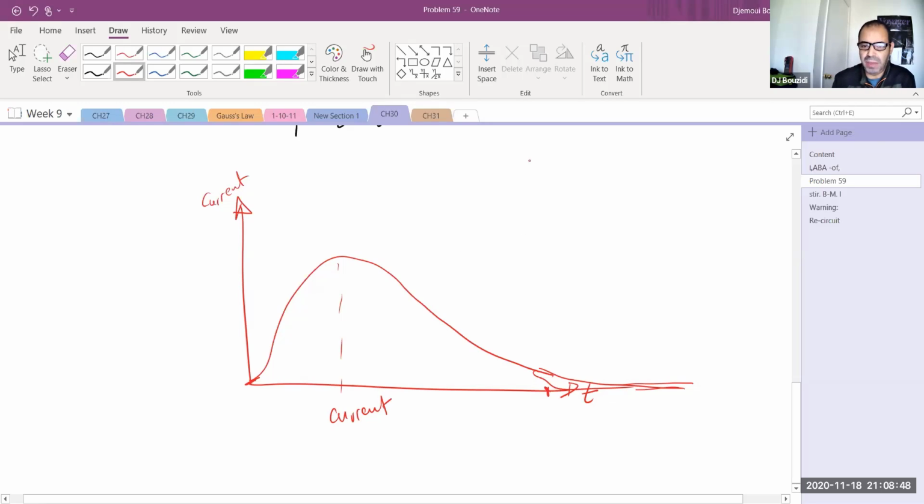So the behavior is not like what we did earlier. I'm sorry, this is di over dt, which is the voltage actually. So the di over dt is going to grow and then come down to zero. The voltage in this case, okay?